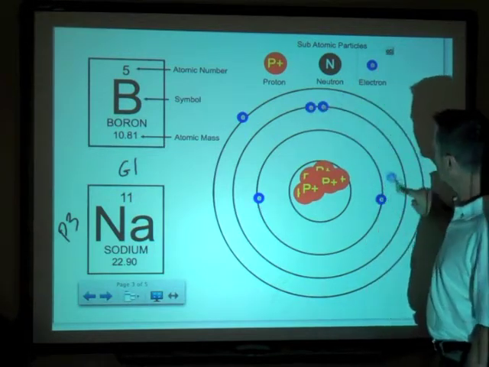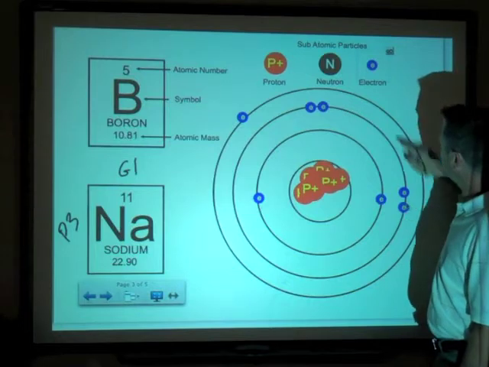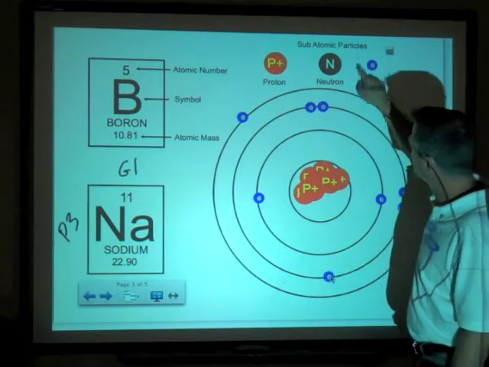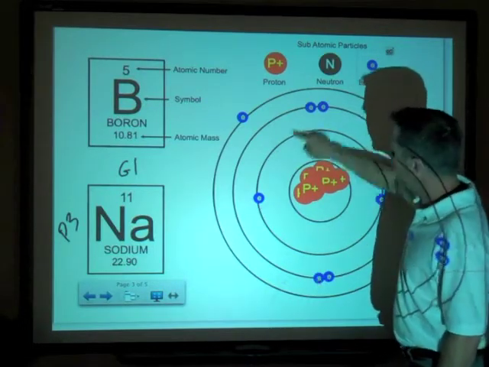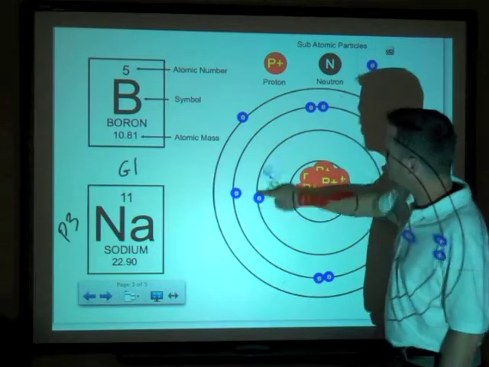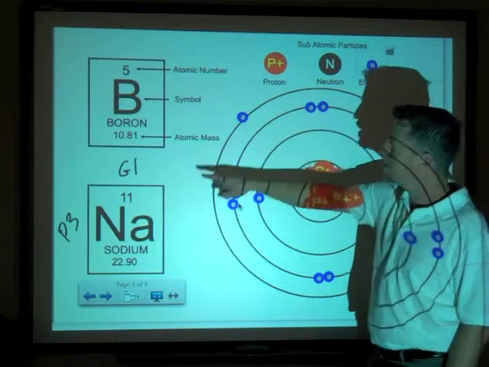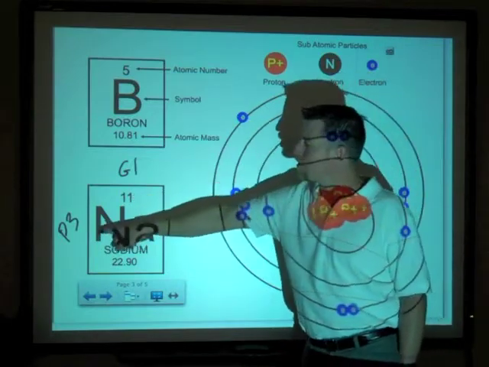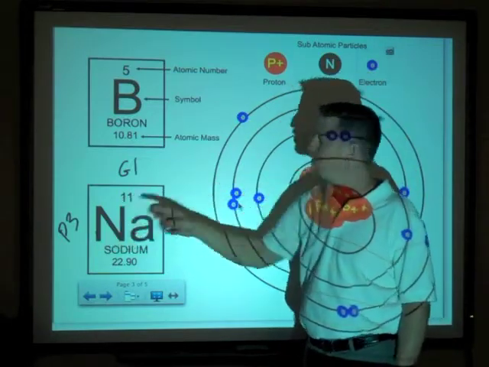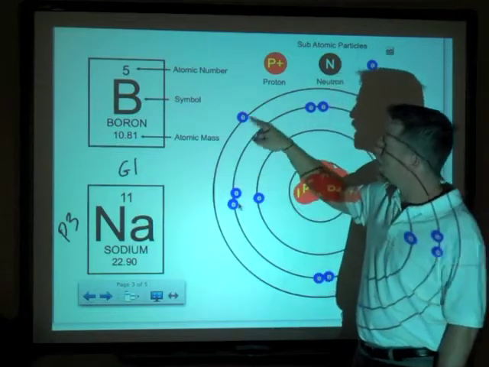2, 4, 6, 8. So right now with this ring, I have 8 here, 2 here, that makes 10. That's 11. So see, our rule works. We knew we were going to end up with 3 rings with 1 electron on that outer ring.